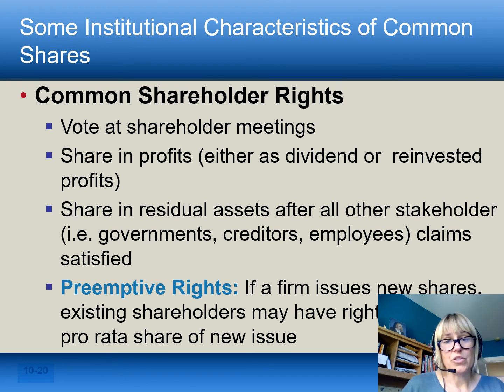So shareholders, they get to vote at shareholder meetings. Obviously, they share in profits and then the residual assets if something were to go wrong with the company. Preemptive rights were an automatic right in British Columbia up until about 7 years ago, and it depended on the province. They were automatic preemptive rights in other provinces sometimes and not in other provinces.